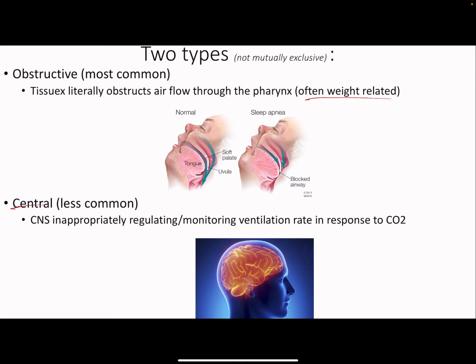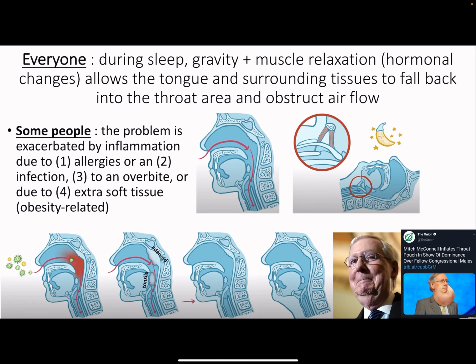And then central, which is a little bit less common, is that the nervous system, usually due to maybe a stroke or opioids, is inappropriately monitoring ventilation rate in response to CO2 changes. So the central chemoreceptors are defective for whatever reason. So now getting into both of these categories.